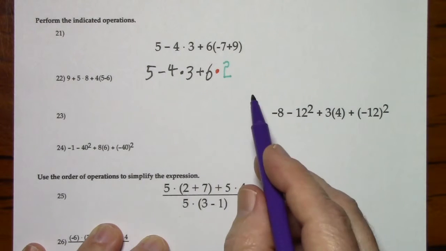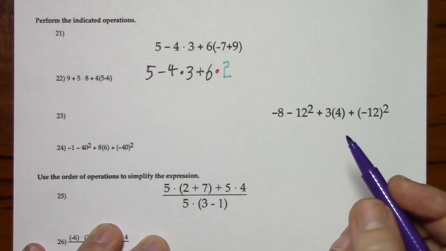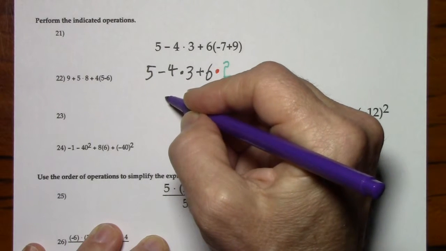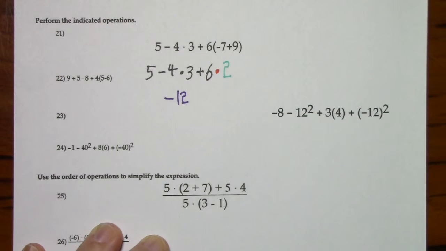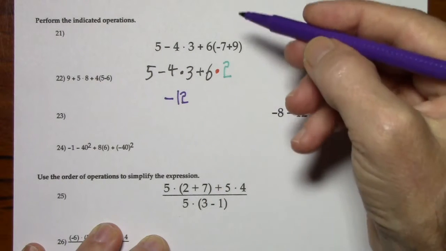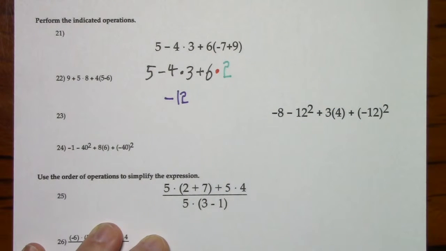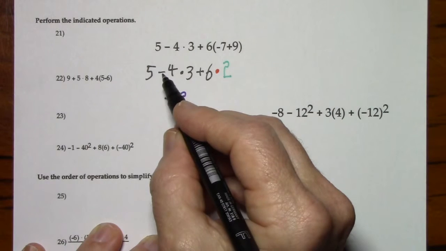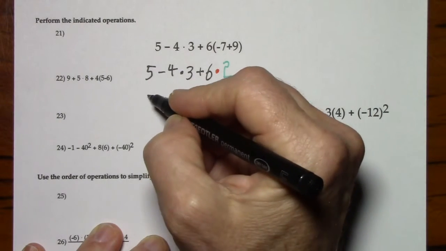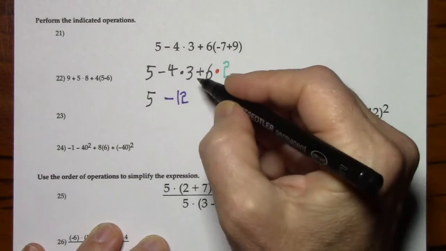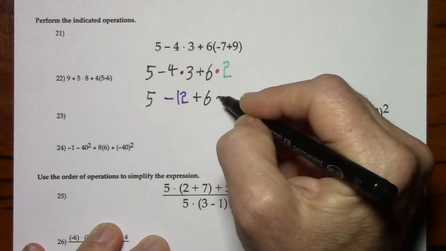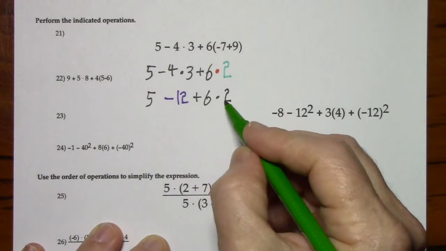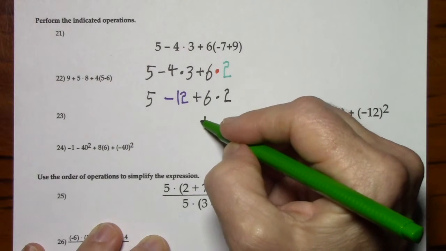The next concern will be multiplication or division from left to right, whichever you get to first. I'm going to say a -4 times +3 gives us a -12. You could do this multiplication, but I'll just bring everything down to be super safe. I used that negative when I was multiplying, so it stays up there, but the 5 has to come down. We'll take care of this multiplication. +6 times +2 leaves us with a +12.